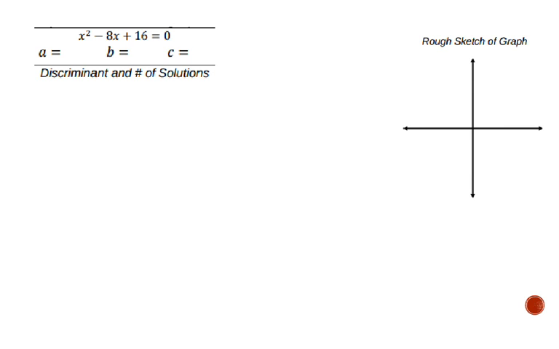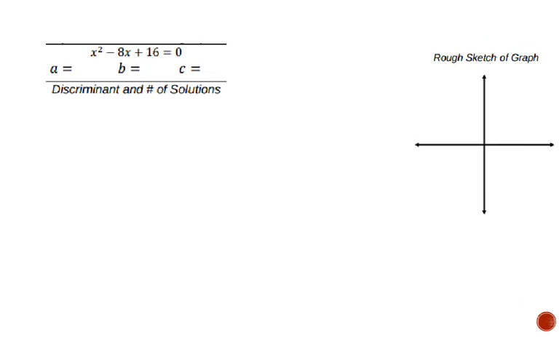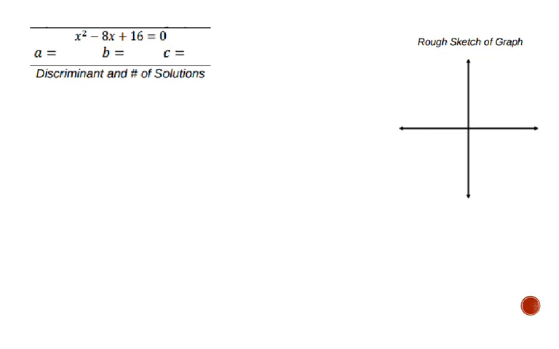Okay, so our first example here, we have x squared minus 8x plus 16 equals 0. So it asks us to find the discriminant and the number of solutions. Then we're going to do a rough sketch. So our discriminant is our b squared minus 4ac.